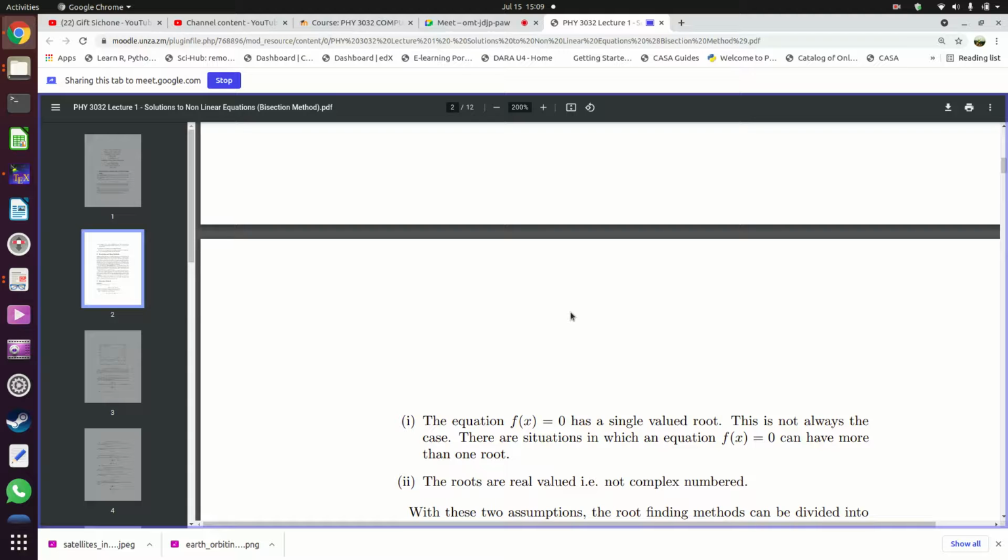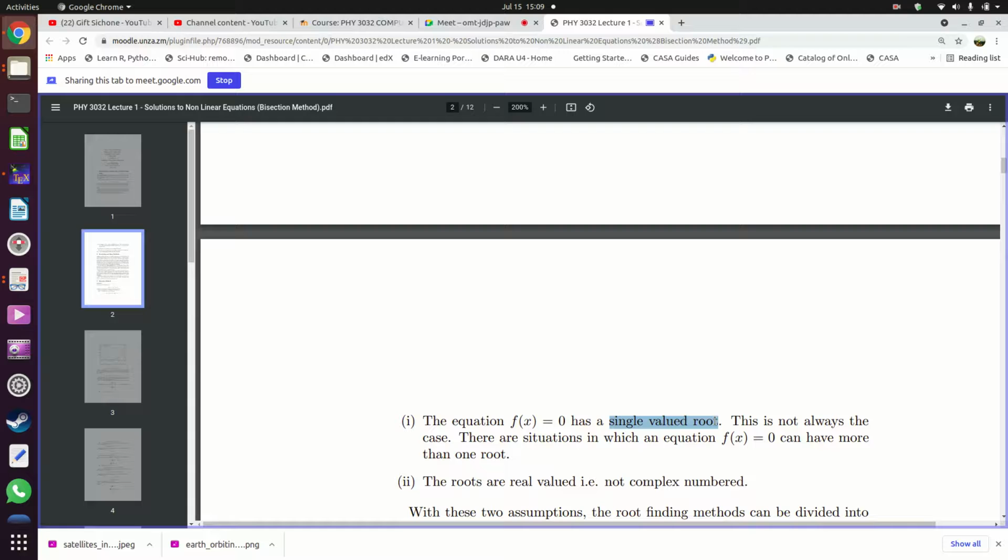Okay? But that might not be true, because there are certain functions, for example, a quadratic equation. A quadratic equation cuts the x-axis at two different places. So a quadratic equation has got two roots. When f of x is equal to 0, it has got two roots. That's not what you're looking at. What we are interested in are those functions which only cut the x-axis at one place. That is what is referred to as a function with a single valued root. So this is what we're interested in.